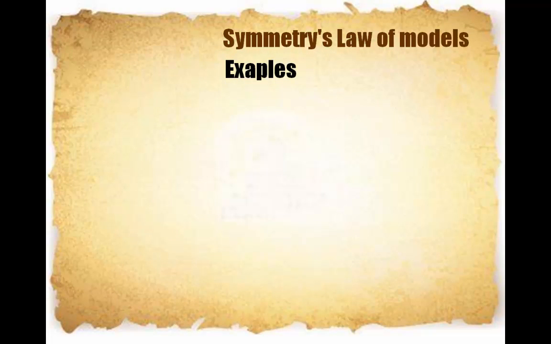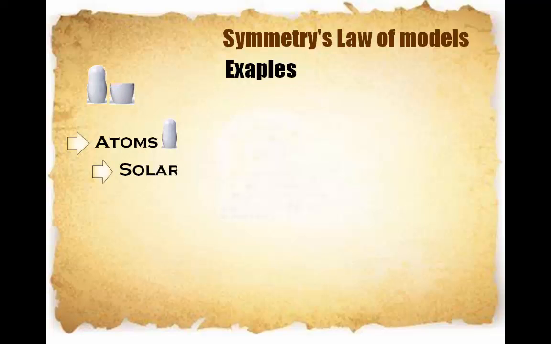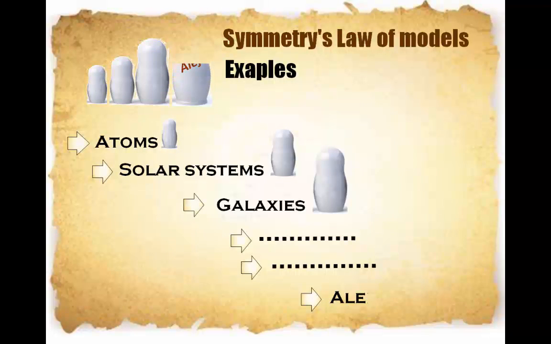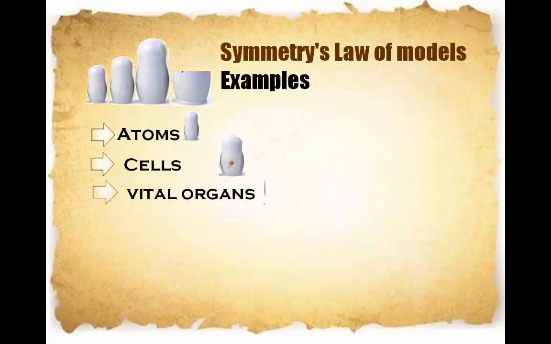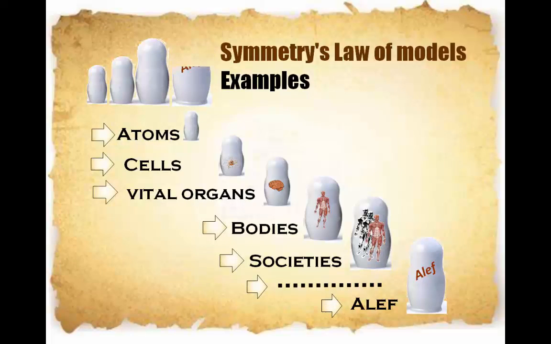There are many examples of symmetry models recognizable in our universe. For instance, we can see electrons revolving around the atomic nucleus and, on a larger scale, the planets around the Sun, the stars around the center of the galaxy, etc. Besides, we can observe the encapsulation of aggregated structures of increasing complexity having similar basic behavior, such as atoms, cells, internal vital organs, the human body, societies, etc.